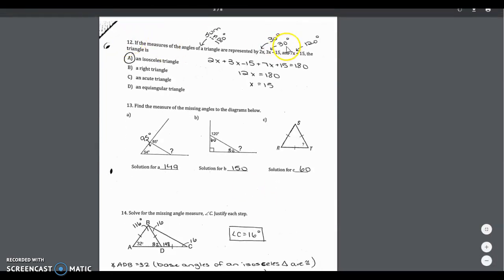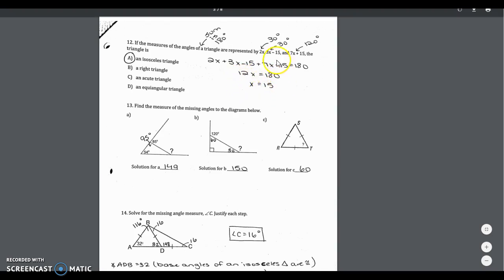All right. For number 12, it asks us if the measures of the angles of a triangle are represented by these expressions. The triangle is isosceles. That's our answer, and I'll show you how I got it. We know that the angles of a triangle all sum to 180 degrees. In other words, when you add all the angles of a triangle, it gives you 180. We combined some like terms to get 12x is equal to 180 and solved for x, giving us 15.